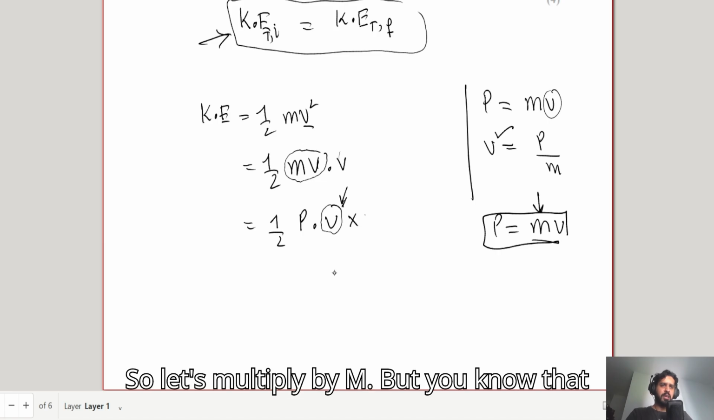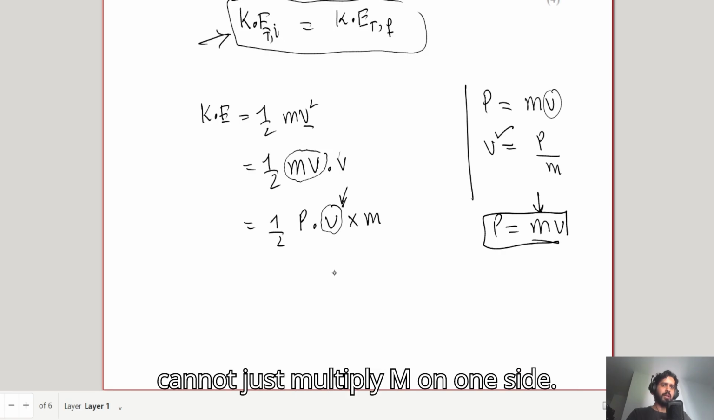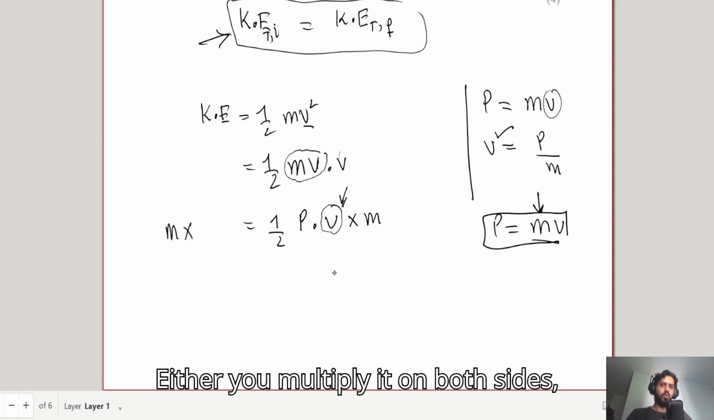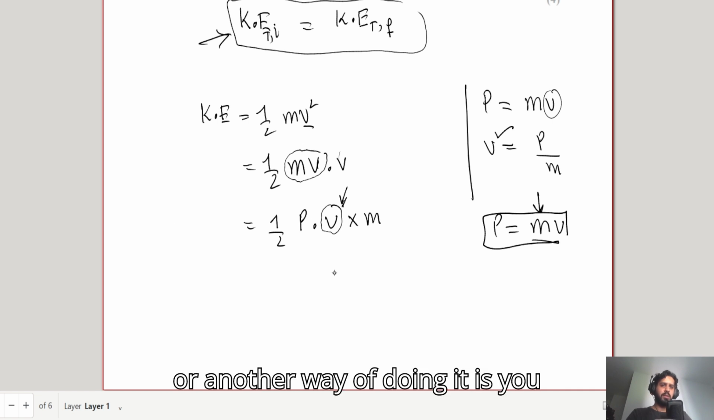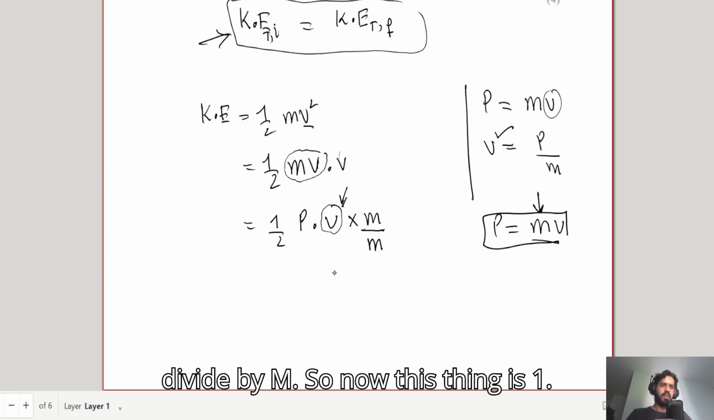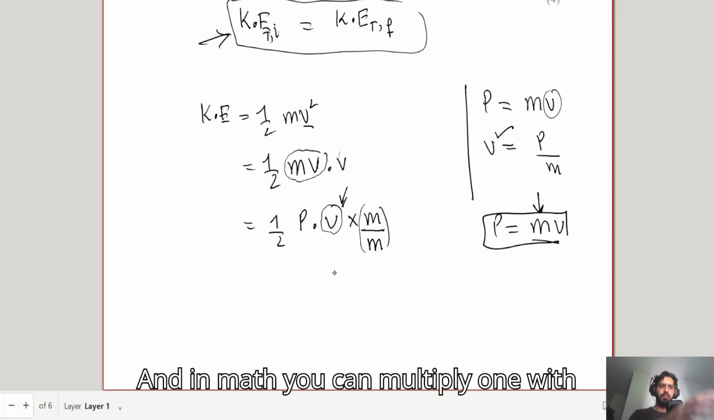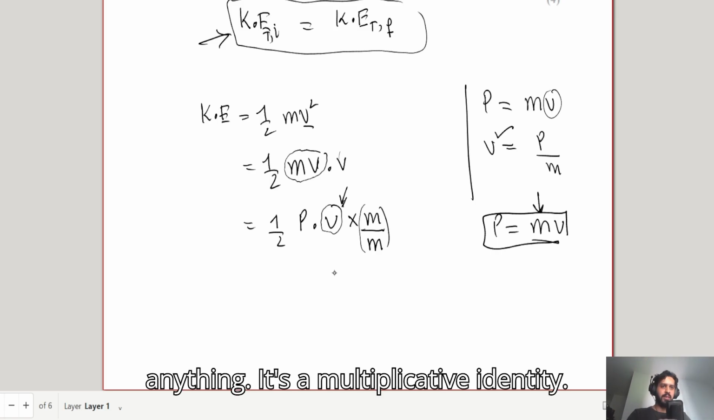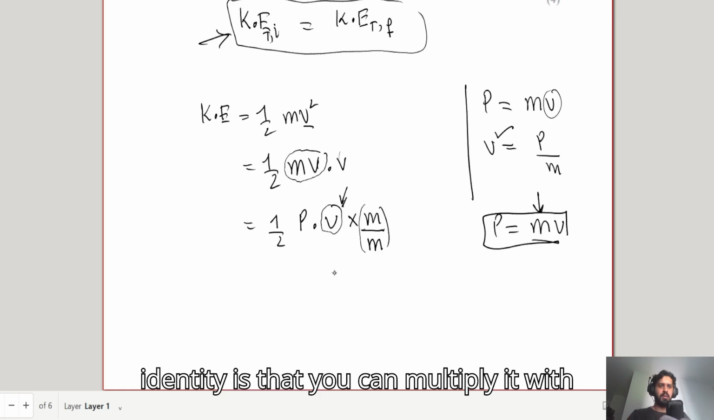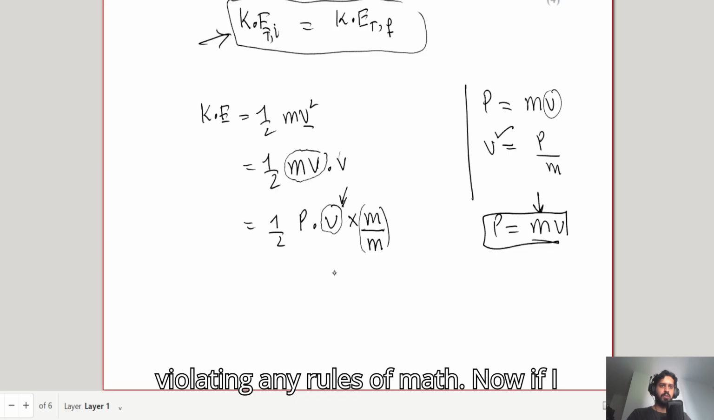So let's multiply by m, but you know that mathematically this is not allowed. You cannot just multiply m on one side. Either you multiply it on both sides, or another way of doing it is you multiply, but at the same time, you also divide by m. So now this thing is 1, and in math, you can multiply 1 with anything. It's a multiplicative identity, and the definition of multiplicative identity is that you can multiply it with anything without violating any rules of math.